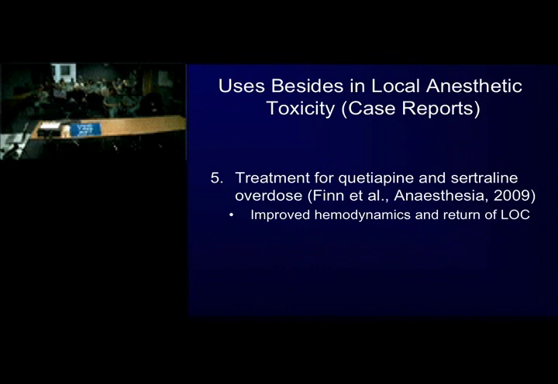And finally, a case report recently published looked at someone who had a quetiapine and sertraline overdose. Again, there were improved hemodynamics in that patient and a return of level of consciousness.